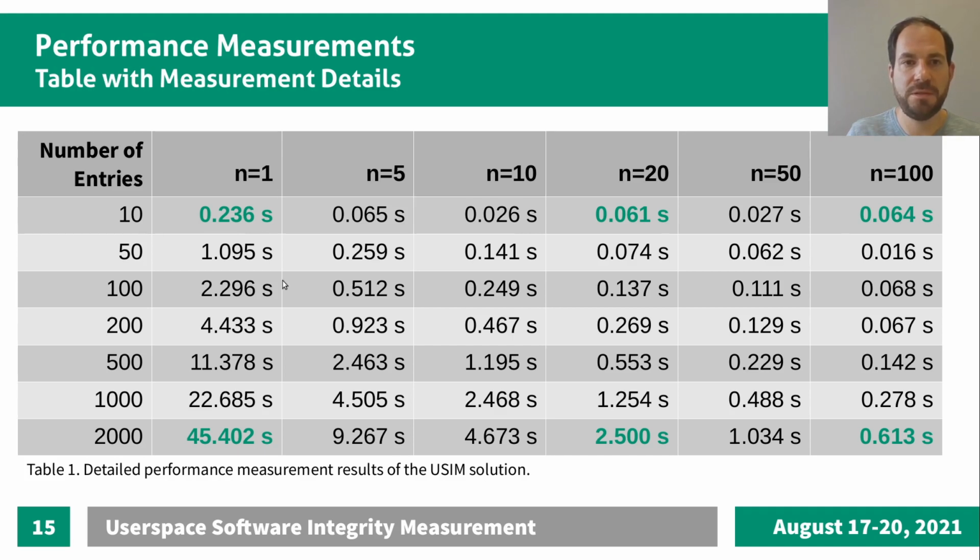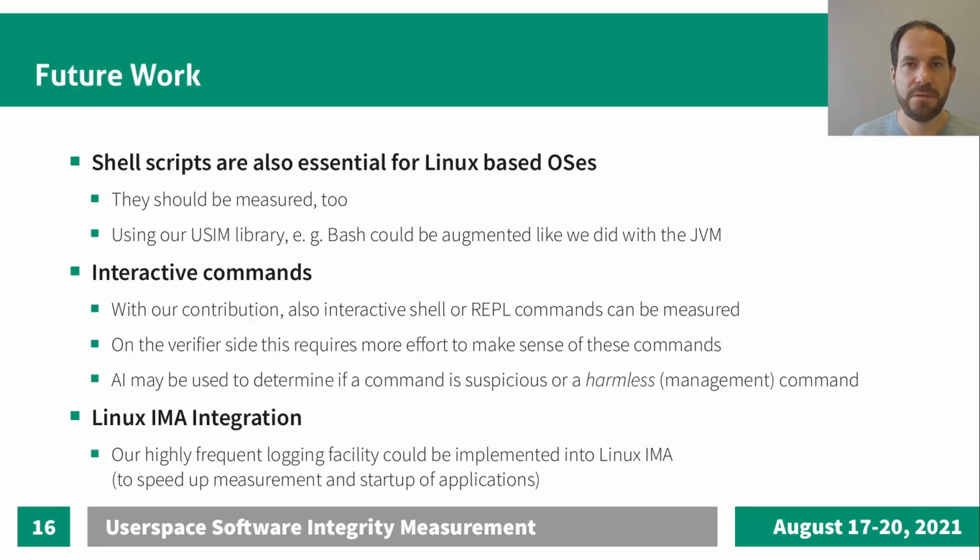For single records, you see it's 45 seconds. For n equals 20, it's 2.5 seconds. And for n equals 100, it's 0.6 seconds. In the first row, you can see that we have 10 entries to measure. And for a single record, it takes 0.236 seconds, while for n equals 20, it's 0.061 seconds. An interesting thing is that for n equals 100, it's almost the same as for n equals 20, 0.064 seconds.